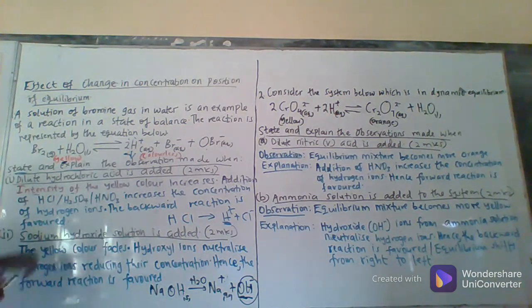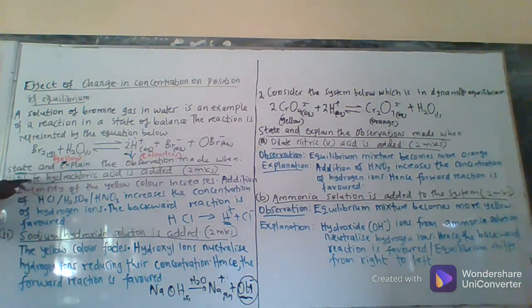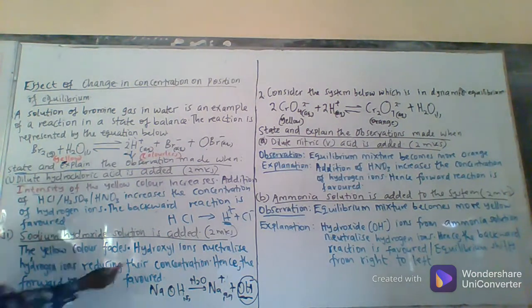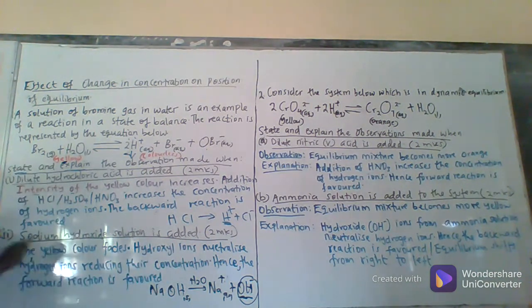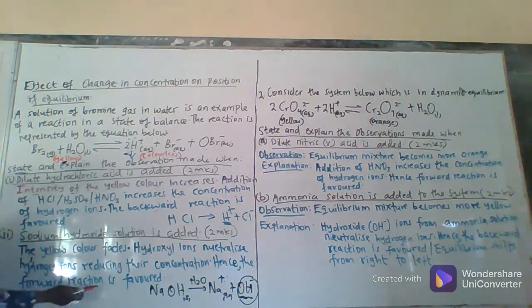And since the forward reaction is going to be favored, bromine, which was making this solution yellow, is going to reduce, and therefore the yellow color of the solution fades. Since we must start by stating the observation before explaining, we write that the yellow color fades, and that is because hydroxide ions neutralize the hydrogen ions and reduce their concentration, and hence the forward reaction is favored. That is what is going to happen when you add a basic solution to this system.